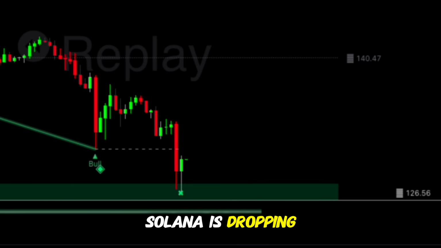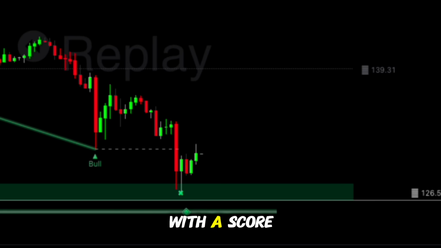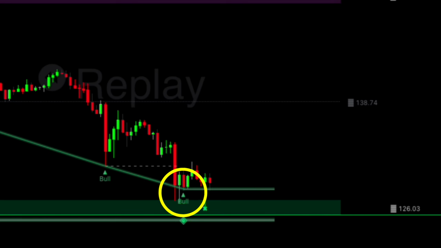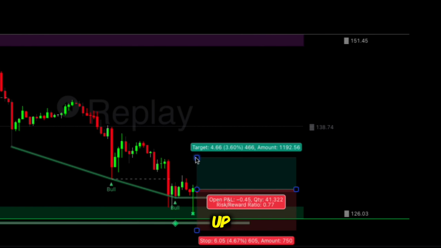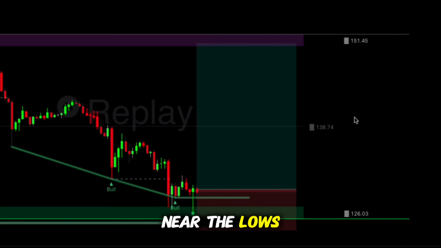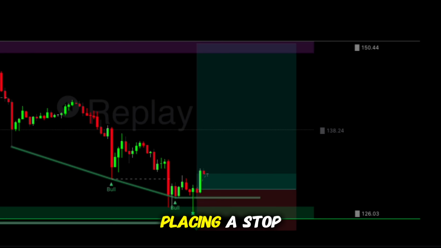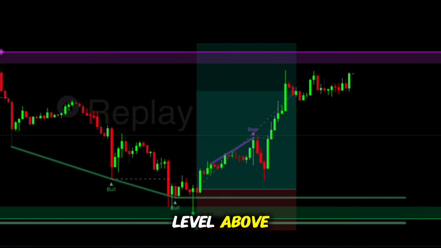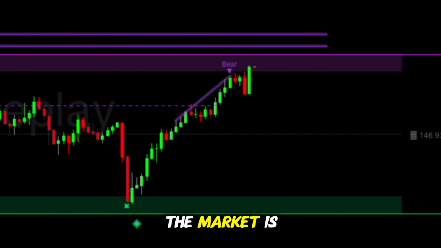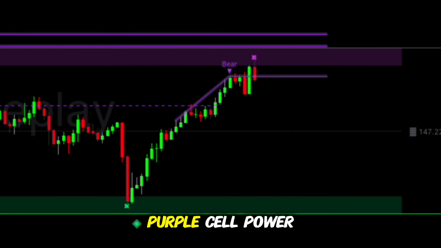Let's look at a practical example. Imagine Solana is dropping and enters a green buy power zone with a score of 60. At the same time, the RSI Momentum Divergence Zones indicator marks a bullish divergence. That's a strong sign the selling momentum is drying up, even though the price is still near the lows. A trader might enter a long position here, placing a stop loss just below the zone and aiming for the next resistance level above.